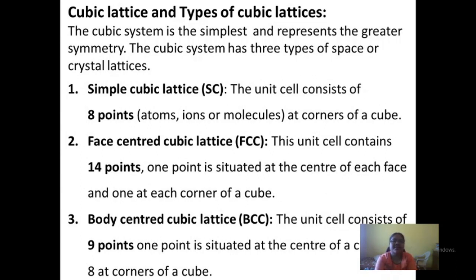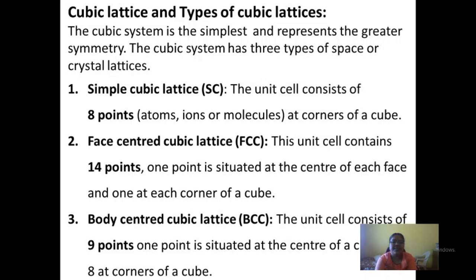Cubic lattice and types of cubic lattices. The cubic lattice is the simplest and represents the greatest symmetry. The cubic system has three types of space or crystal lattices. First, simple cubic lattice. The unit cell of simple cubic lattice consists of 8 points situated at the 8 corners of a cube.